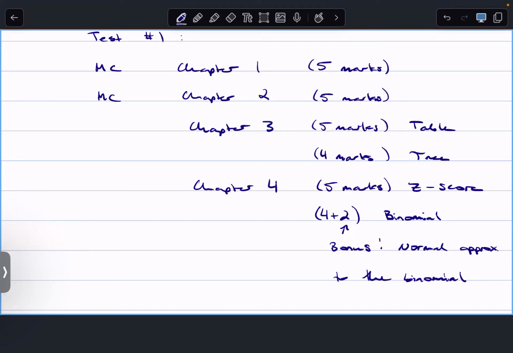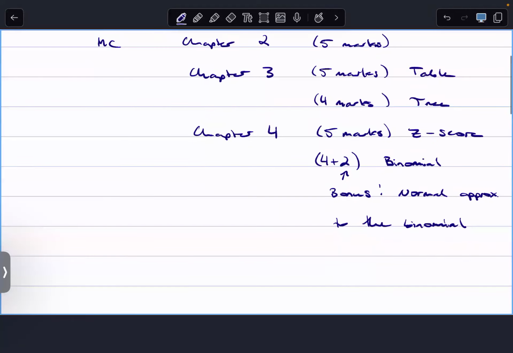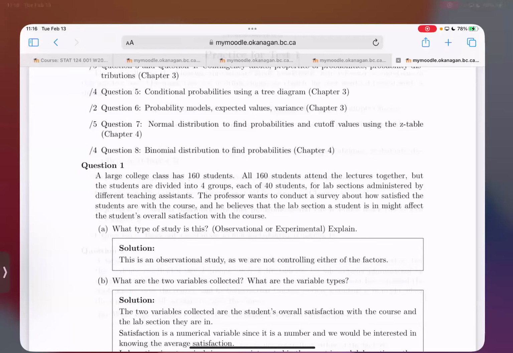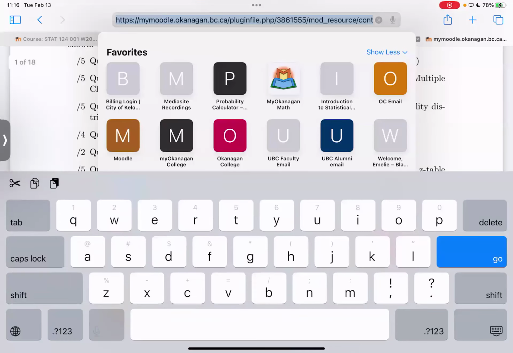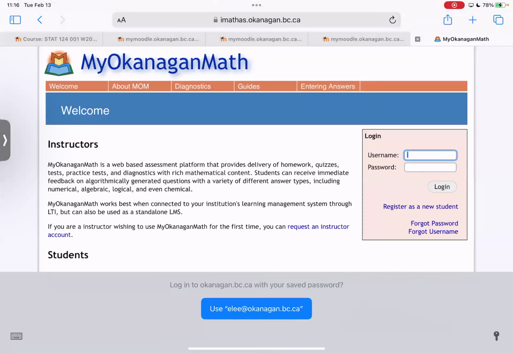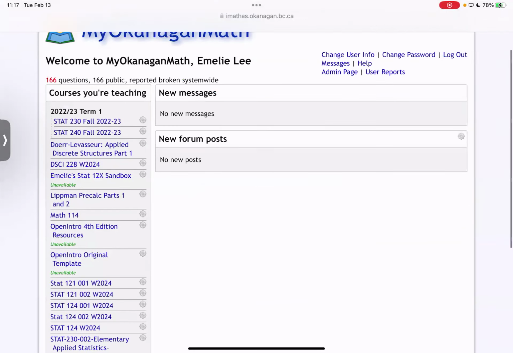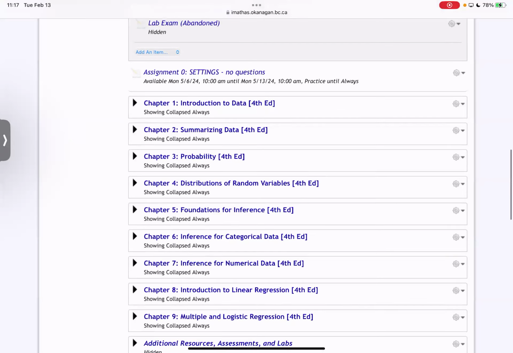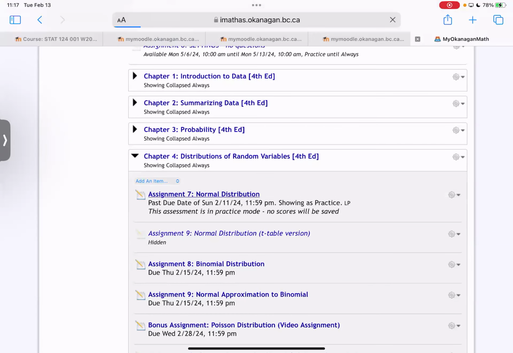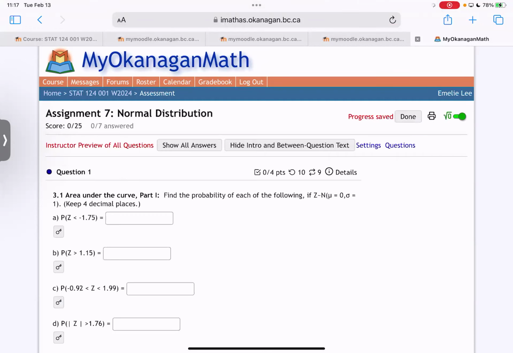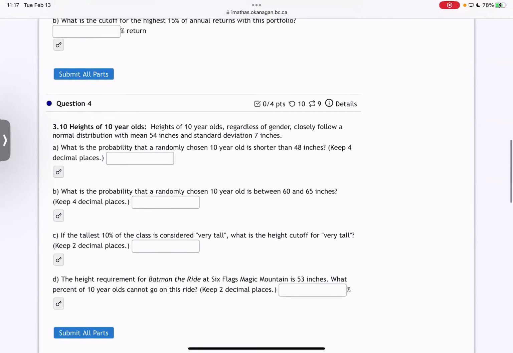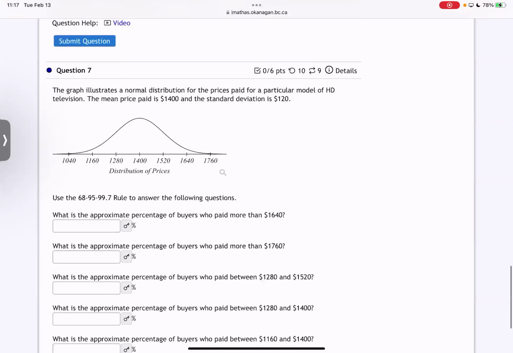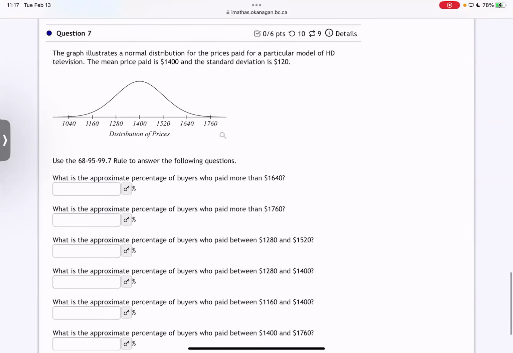Actually, I do have a question. Yes, from assignment 7, question 7. Let me see what we can do here. Assignment 7, you say? Oh, the normal distribution. Let's see, just in case. Question 7? Aha. Okay.